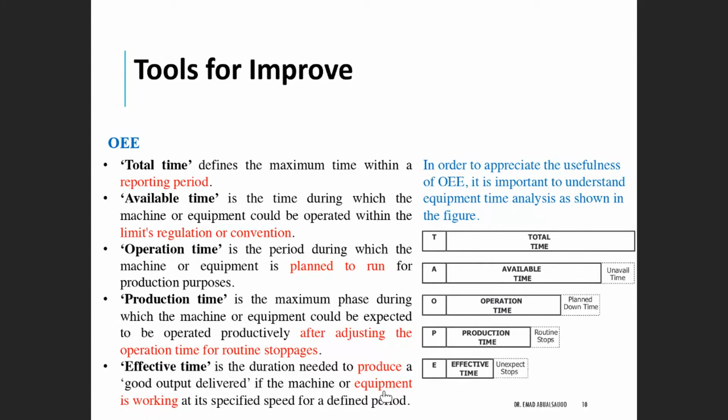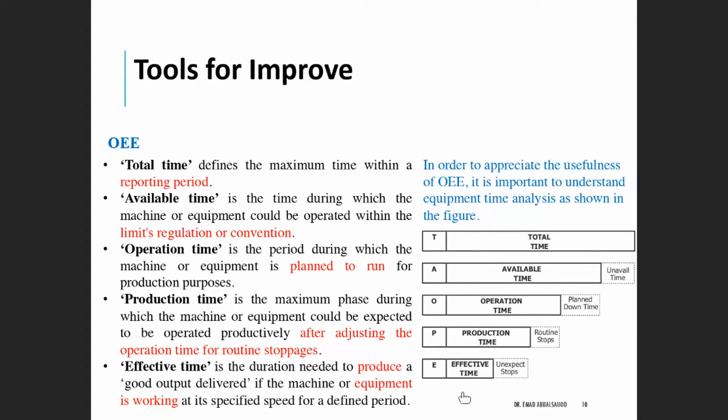So the effective time is the remaining time where you are actually producing good units, or processing transactions. It is the actual time where the units are produced or the service transaction is being processed. Anything other than that, if it was not routine stops or planned time, is considered to be unexpected stops. So the effective time is the actual time where you are producing.